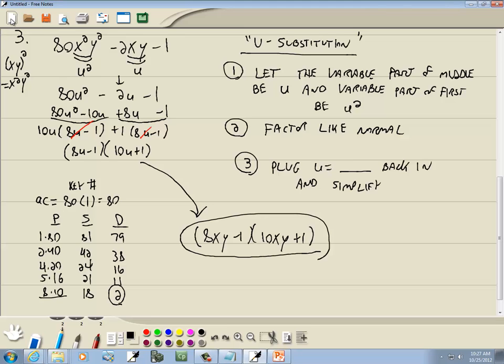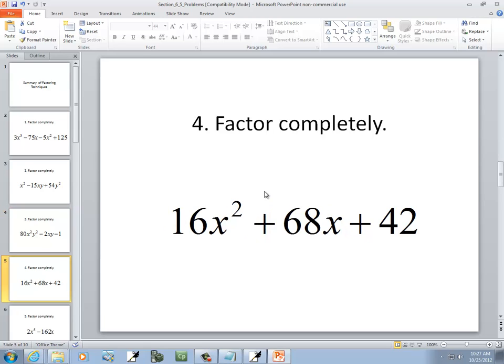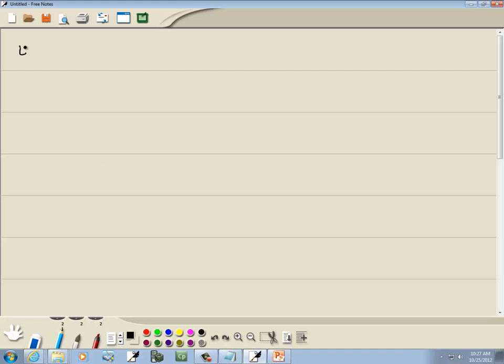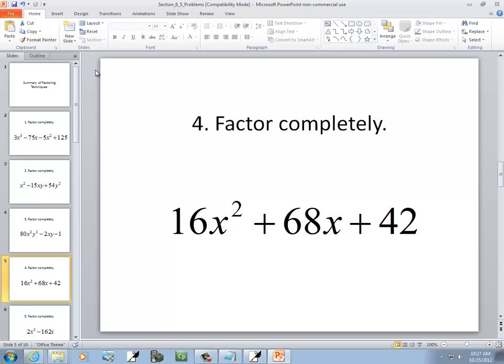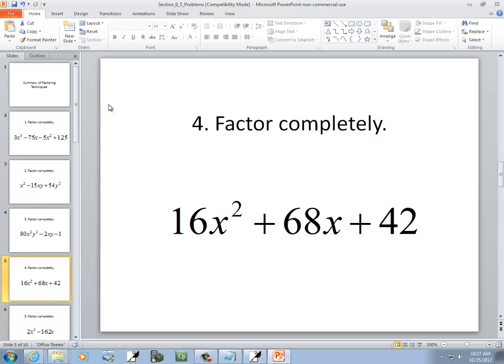And time to start a new page. We'll see more of those U-substitutions in this lesson. Let's see, number 4 here, we have 16x squared plus 68x plus 42. At least I think we will. Looks like one more at least. Okay, well, at least one more.